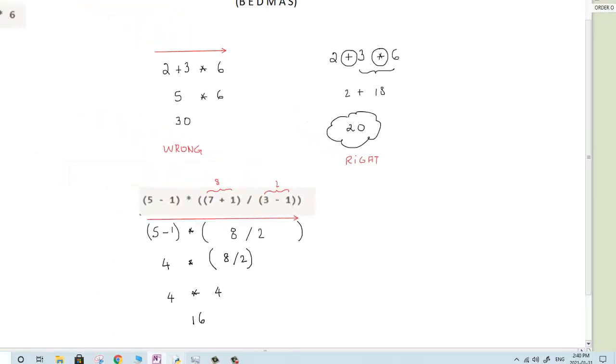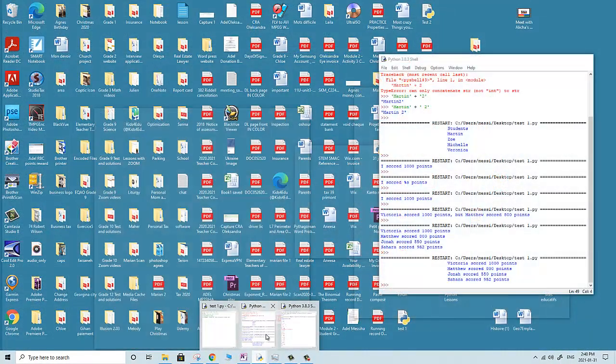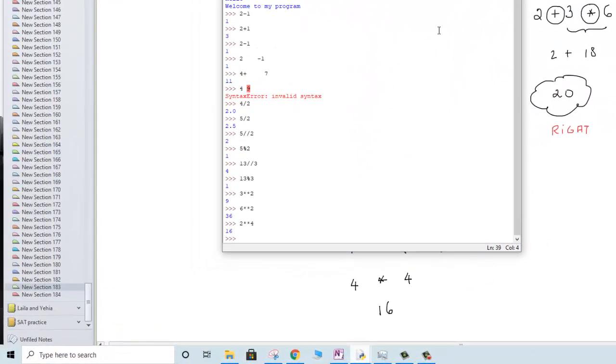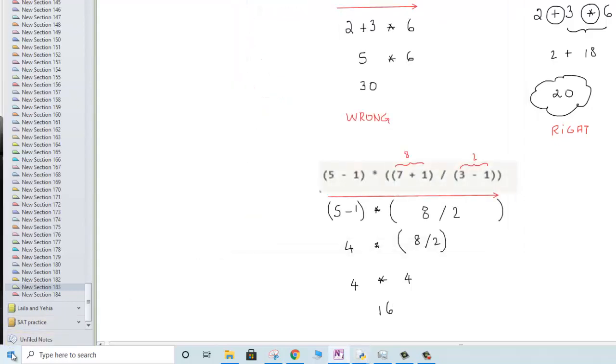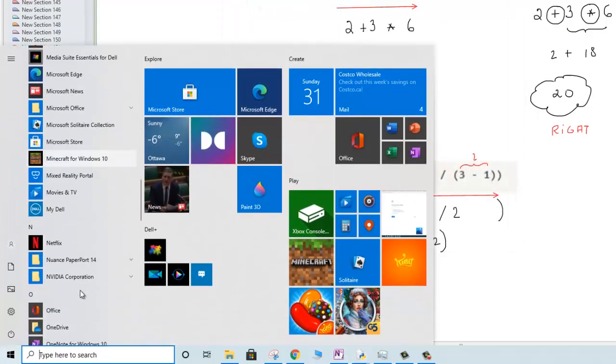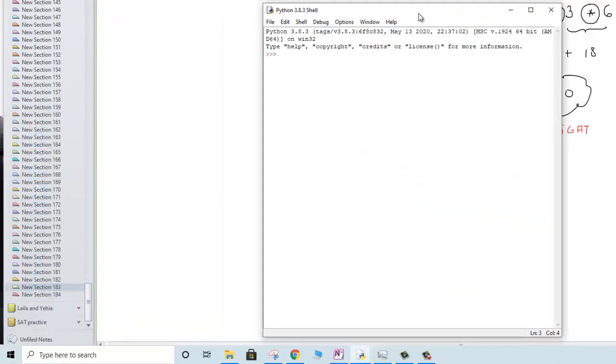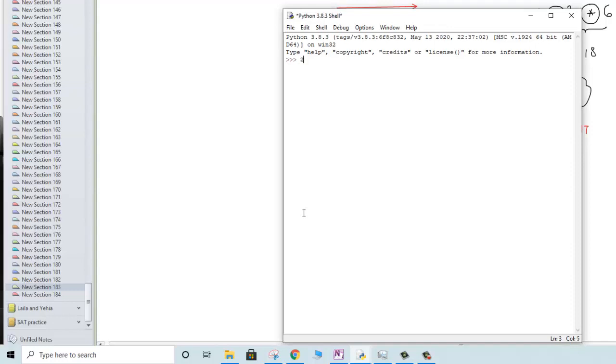So we can test all of that with Python, and I need to use the shell here, but because it's full, I'm going to start with another shell to start fresh. So I'm going to search for Python IDLE and start from here. If I have 2 plus 3 times 6, again 3 times 6 first is 18, 18 plus 2 is 20. Right away I see Python doing the order of operation.